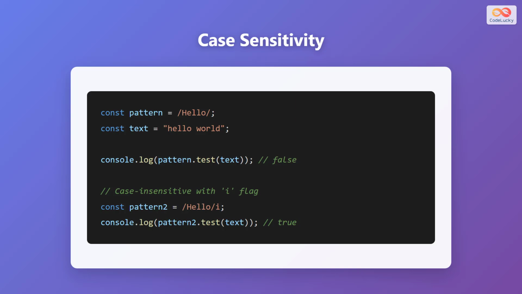By default, regular expressions in JavaScript are case-sensitive. This means that if you search for hello with a capital H, it won't match hello with the lowercase h. In the first example, we search for Hello in hello world, and the test method returns false. However, you can use the i flag to perform a case-insensitive search. In the second example, we use /hello/i, and the test method now returns true because it ignores the case difference.